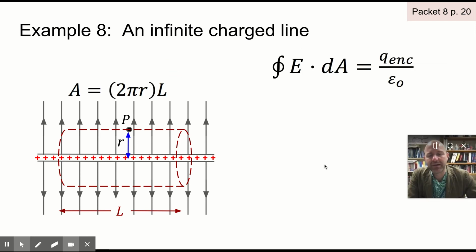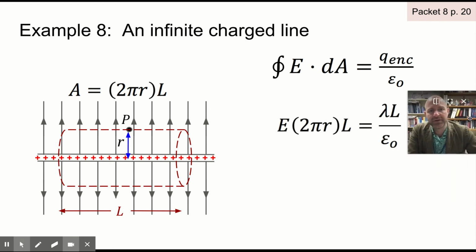We can figure out the electric field at point P by using the electric field dot dA is equal to Q enclosed over epsilon naught. In this case, Q enclosed is the length of the Gaussian surface multiplied by lambda. That's how much charge is in there, because lambda is charge per unit length. And the lateral surface area, the side of the can, is 2 pi r times L times the electric field.